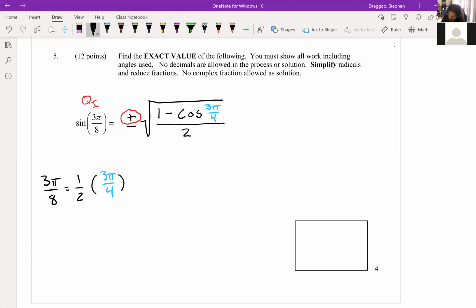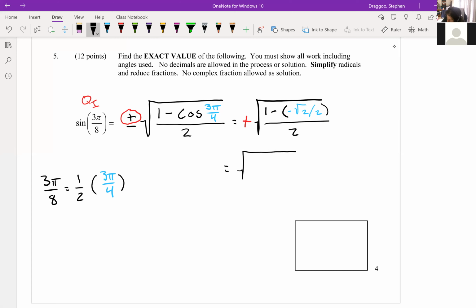So I've got all that set up. I'll go to plugging in a value for the cosine of 3 pi over 4. So this should be 1 minus negative root 2 over 2, since 3 pi over 4 is in the second quadrant and cosine is negative there, all of that over 2. And then we'll go through the process of simplifying that.